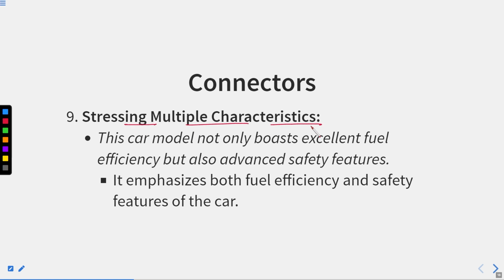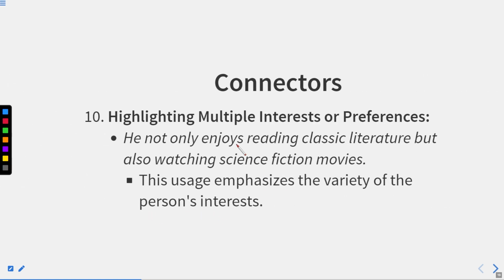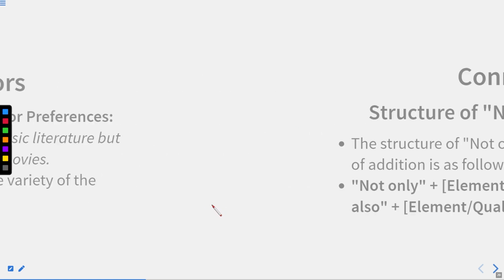Now, stressing multiple characteristics: this car model not only boasts excellent fuel efficiency but also advanced safety measures. It emphasizes both fuel efficiency and safety features of the car. Okay, highlighting multiple interests or preferences: he not only enjoys reading classic literature but also watching science fiction movies. Okay, it should be science, S capital. This usage emphasizes the variety of a person's interests.